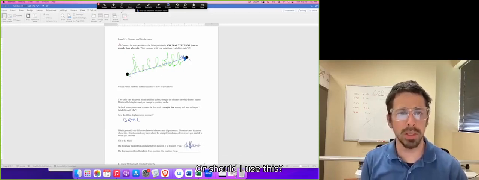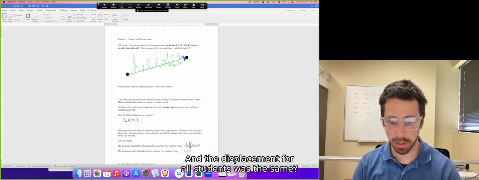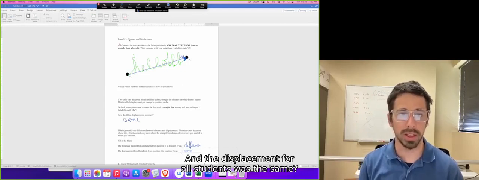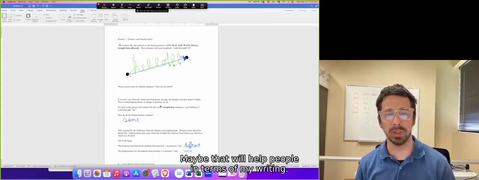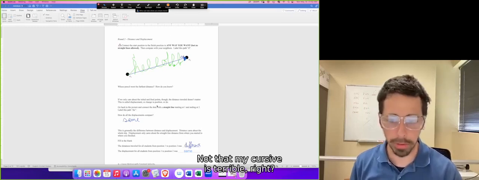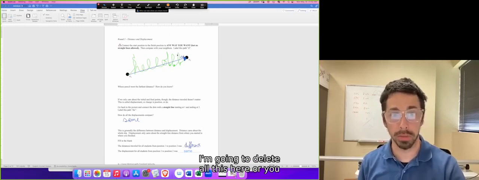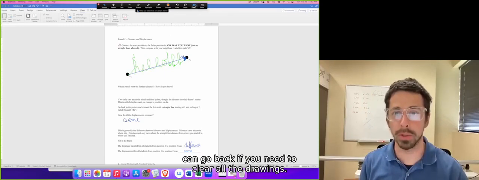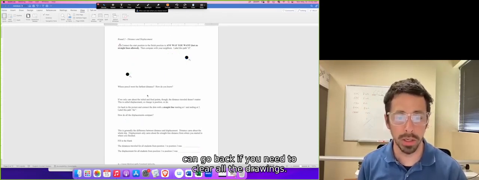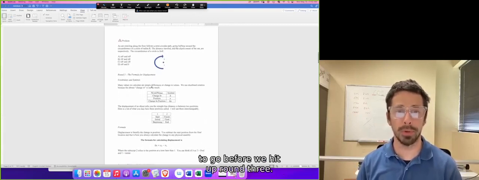Or should I use this? And the displacement for all students was the same. Maybe that will help people in terms of my writing. Not that my cursive is terrible, but maybe I'll do the text. Okay, I'm going to delete all this here. You can always go back if you need to, clear all the drawings, because we have one more problem to go before we hit up round 3.